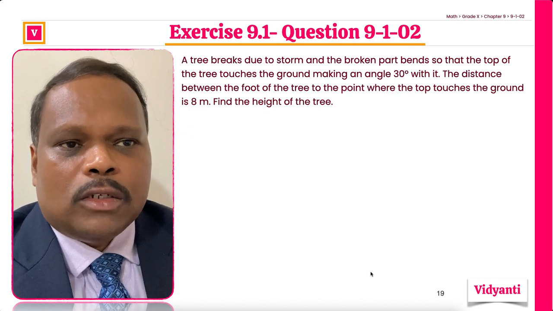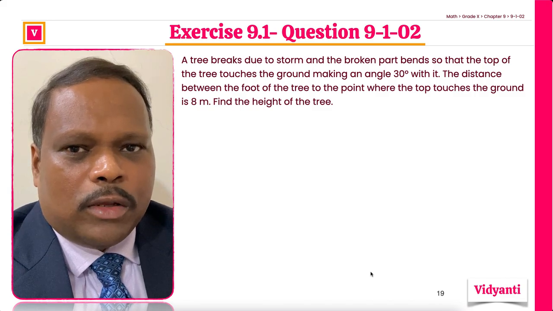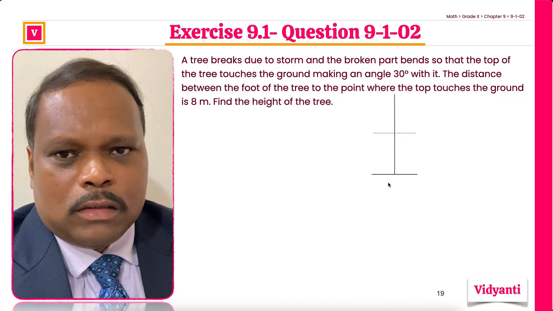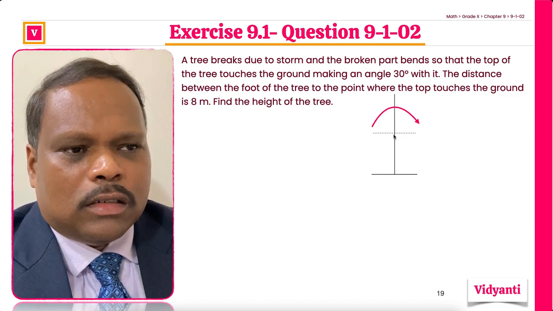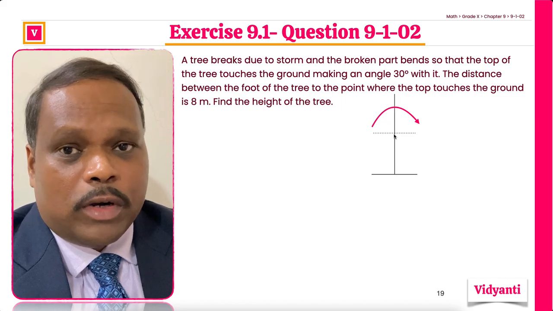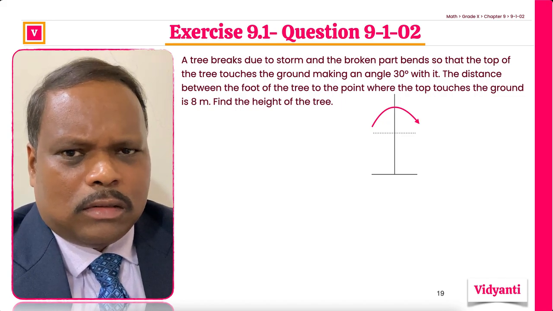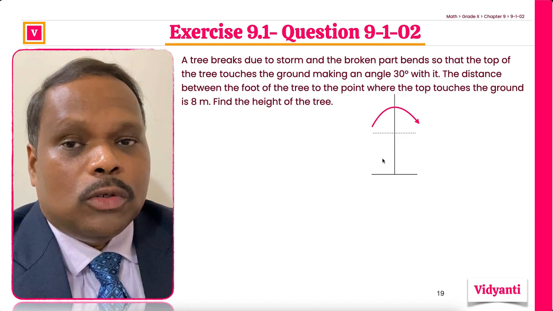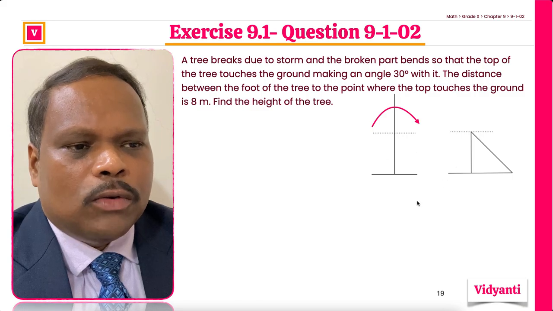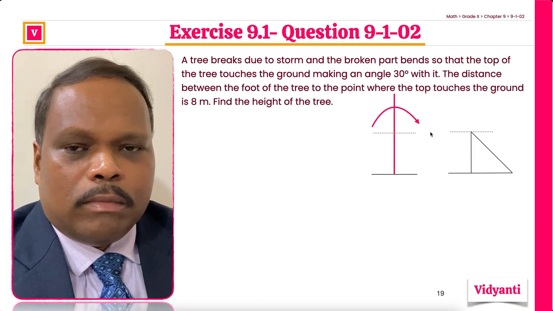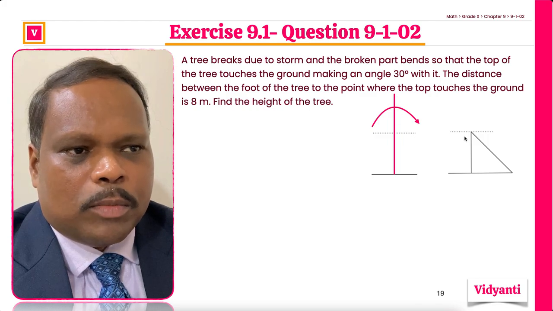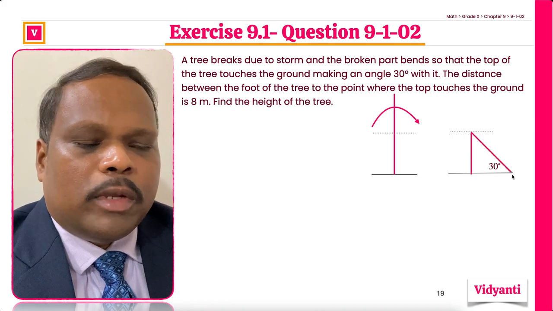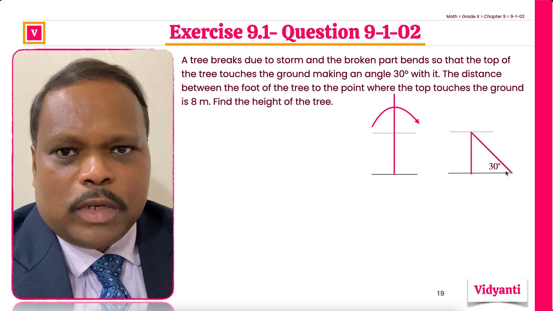A tree breaks due to storm. Again, this is a very peculiar situation. We have a tree which was upright. This is before, and something happened and it broke somewhere from top to bottom, not exactly in the middle, and it bent into two separate pieces. So this was the original tree, it bent at this dotted line, and this upper portion touched the ground after bending. So it became like this, and the bent portion is making a 30-degree angle with this one.